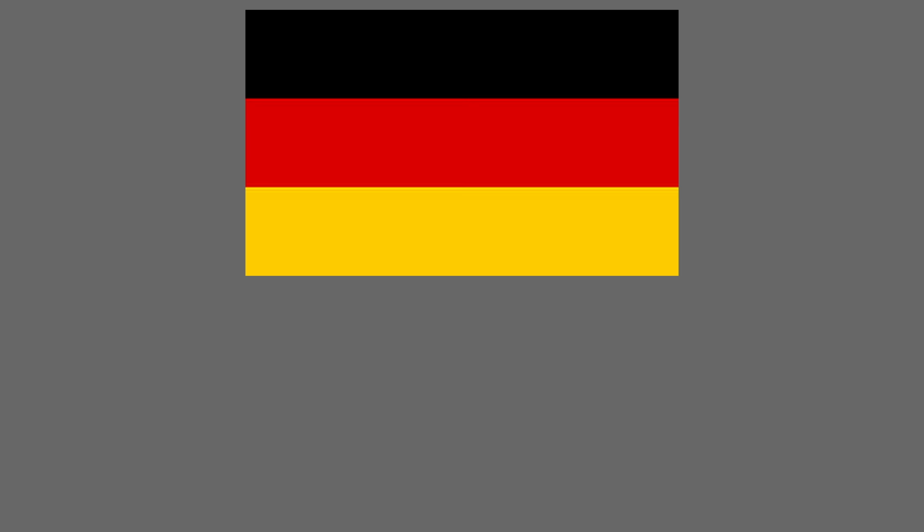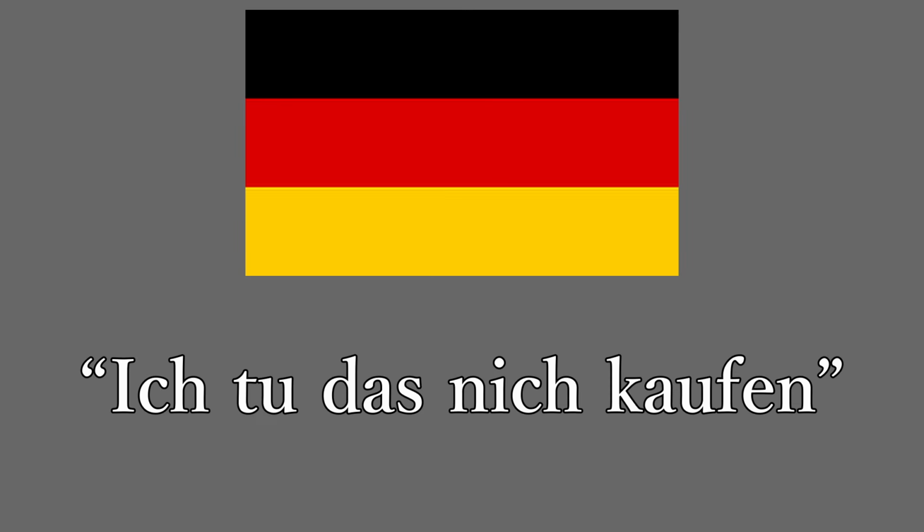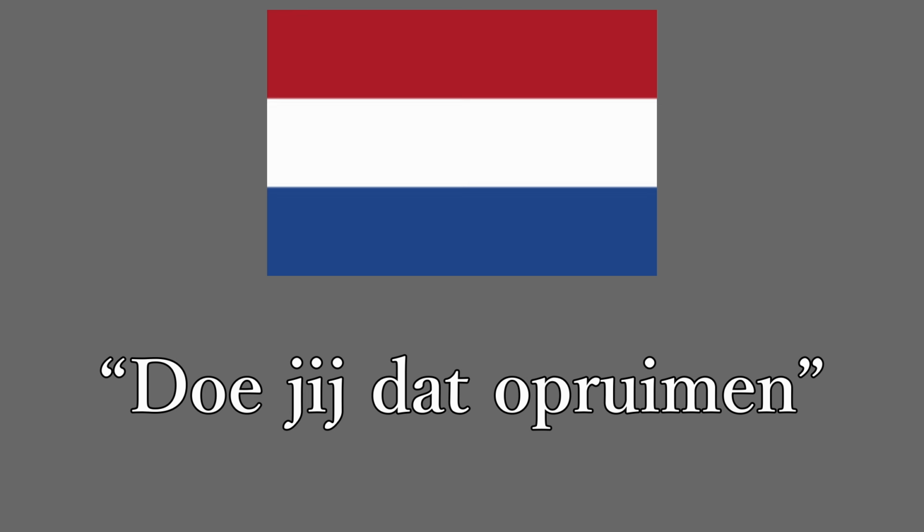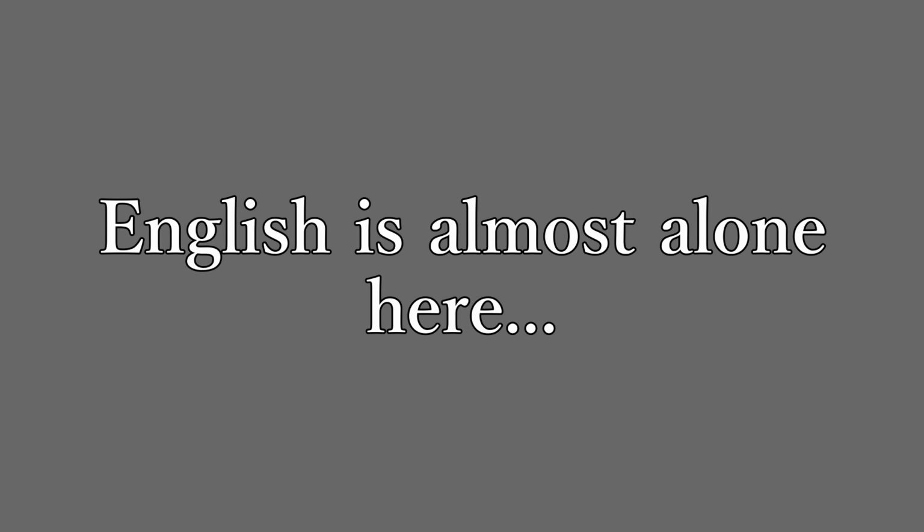Some other small examples are German's tun, to do, in some dialects and sentences that are considered grammatically incorrect. For example, ich tu das nicht kaufen, I don't buy that. Also in Dutch, sentences like do jij dat opruimen are used ironically by younger people. This translates roughly to did you tidy that? As you can see, English is almost alone in this aspect of grammar, and even though Celtic languages have a form similar to this, it isn't 100% identical.